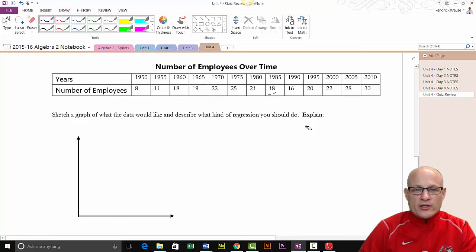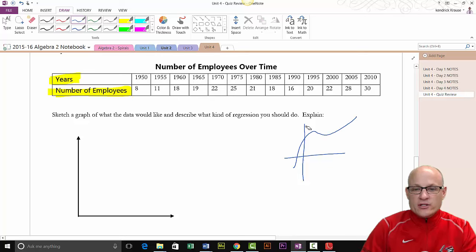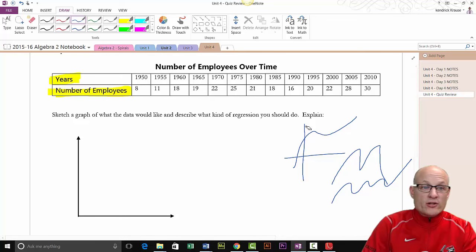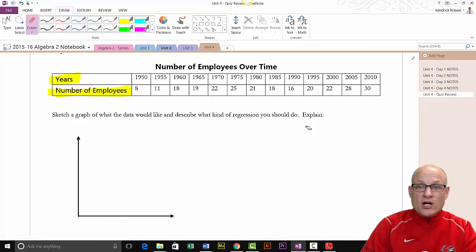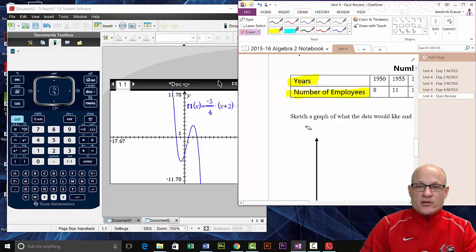All right, so what are we going to do here? I have all this data. I have years and number of employees over time. Now, just based on what I've got here, I don't know if this is going to look like this, or like this, or like this. I don't know what it looks like until I get a picture of it. So I want to remind you of how to do this. I'm going to pause the video for about 2 seconds so I can save time.